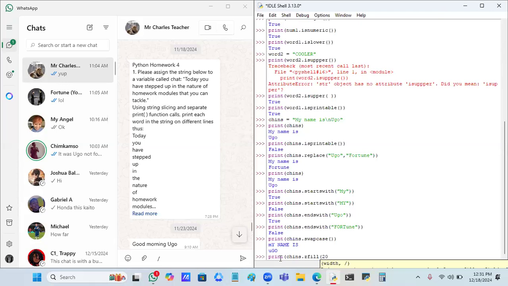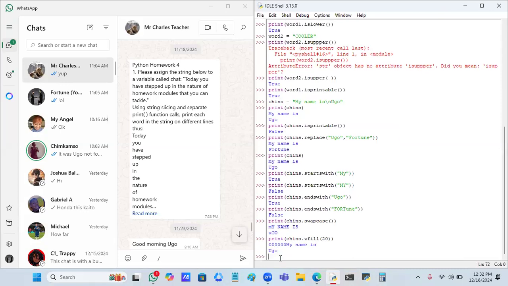Do you know what I counted? I counted how many characters there are in chains. Do you understand? 13. Now close your parentheses. Enter. Yes, enter. And so it added 7 zeros. Yes, it added 7 zeros.